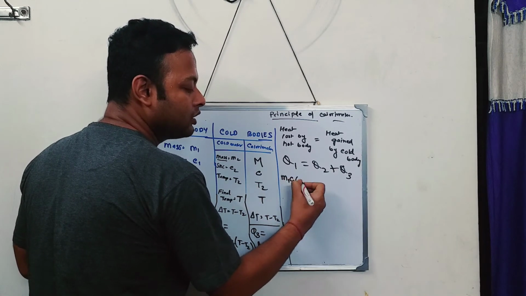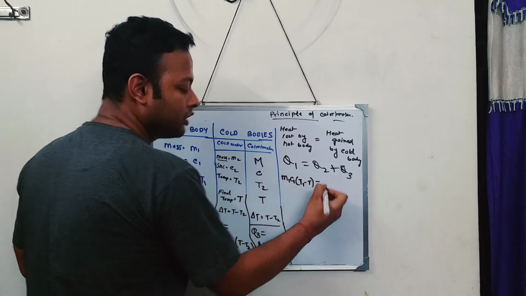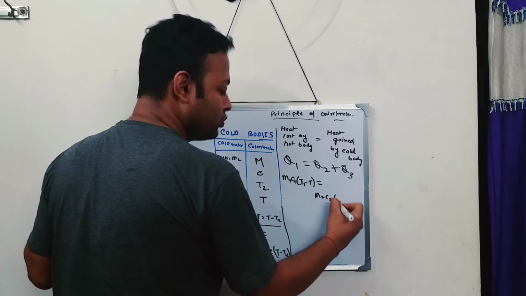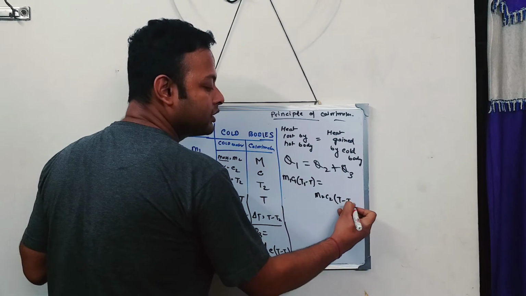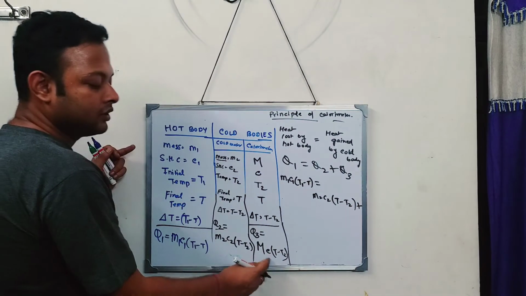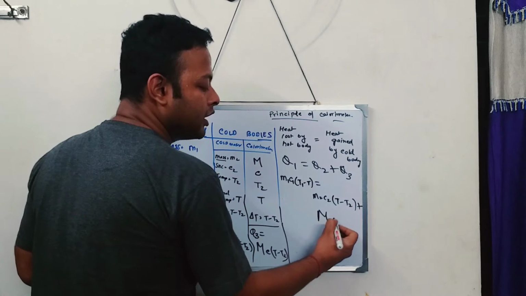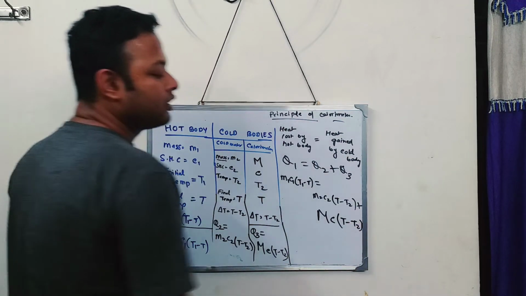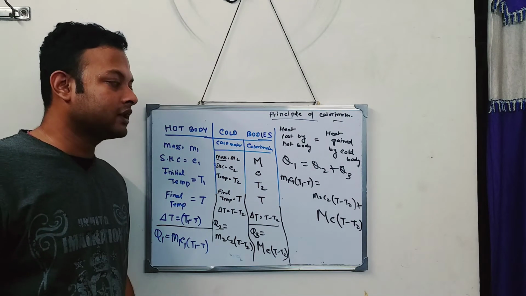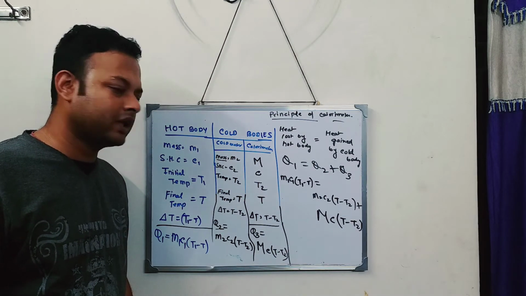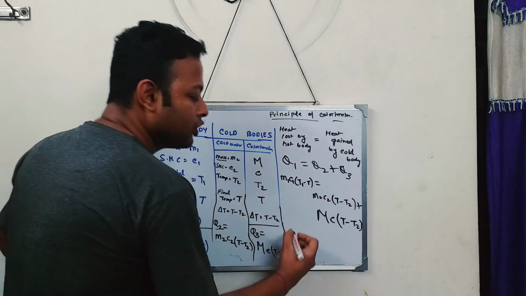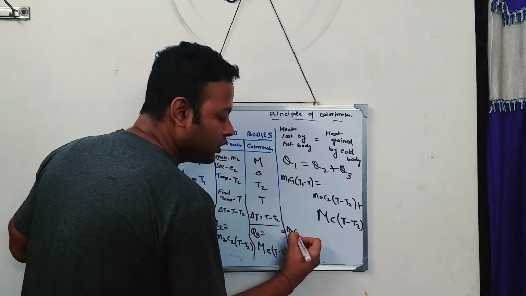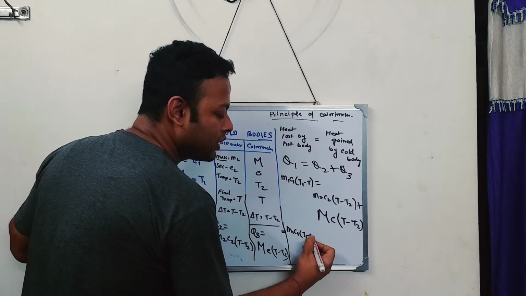M1 C1 T1 minus T, Q2 M2 C2 M2 C2 T minus T2 plus this term M C T minus T2. So this is the final expression. No, this is not the final expression. We can go one more step. So the final expression becomes how much? M1 C1 T1 minus T.